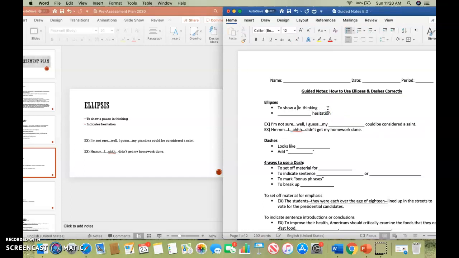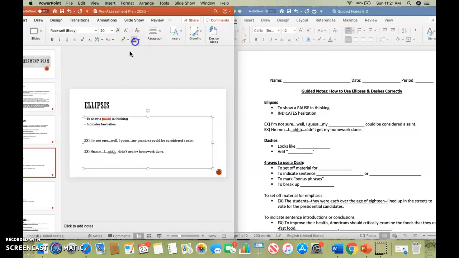So we're going to start off with ellipses, all right? These are actually really fun. These are to show a pause in one's thinking. So when you are writing, after you read it, you're like, oh, wait, they did just take a pause right there, okay? So to show a pause in thinking, and it also could indicate hesitation. So I want you guys to put the words pause and indicates hesitation, okay? I think I might even make these red over here so you guys can see what I'm pulling.